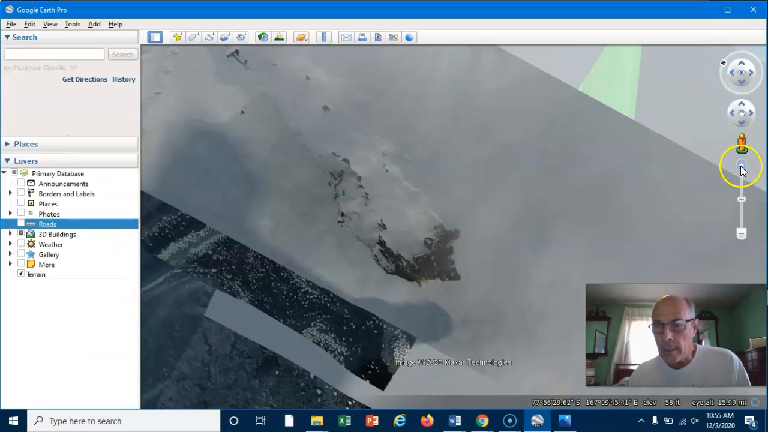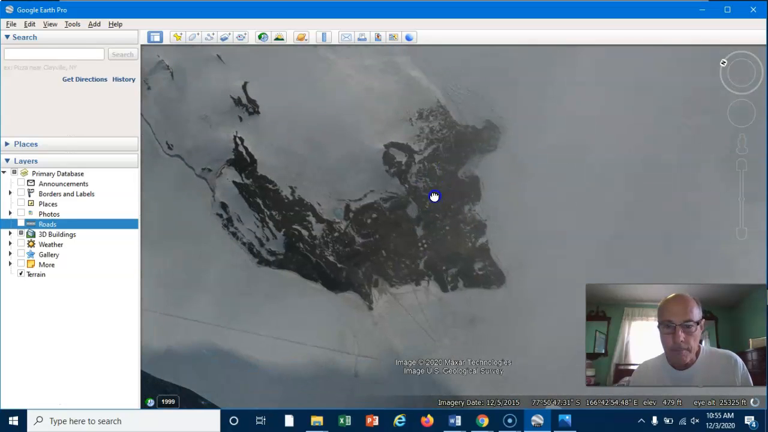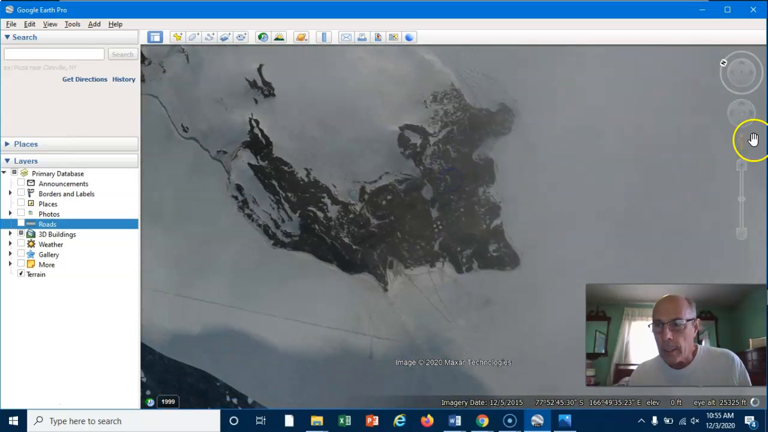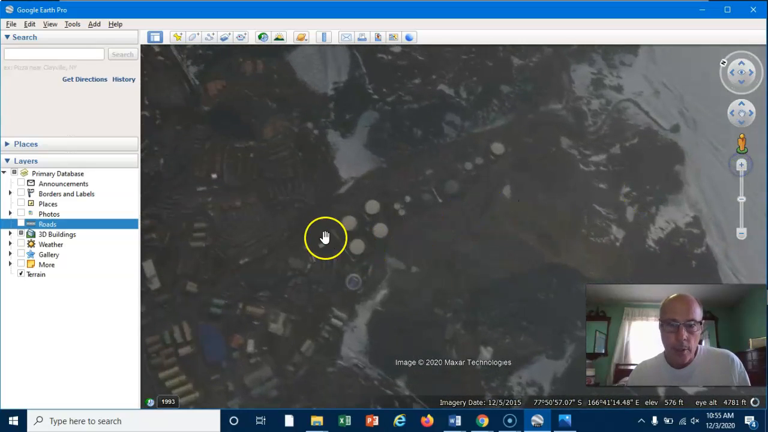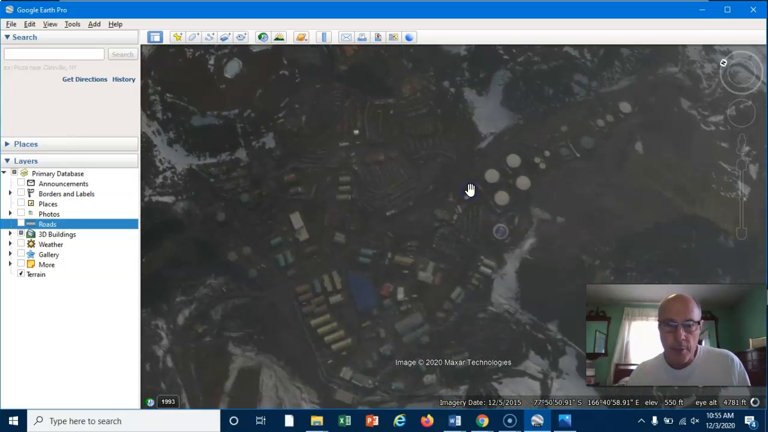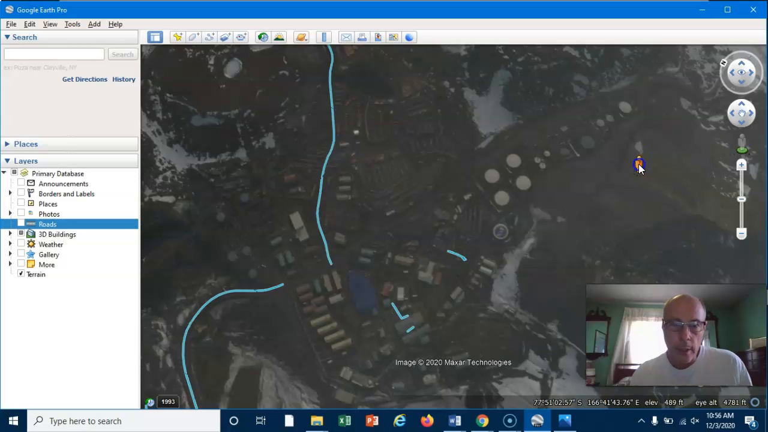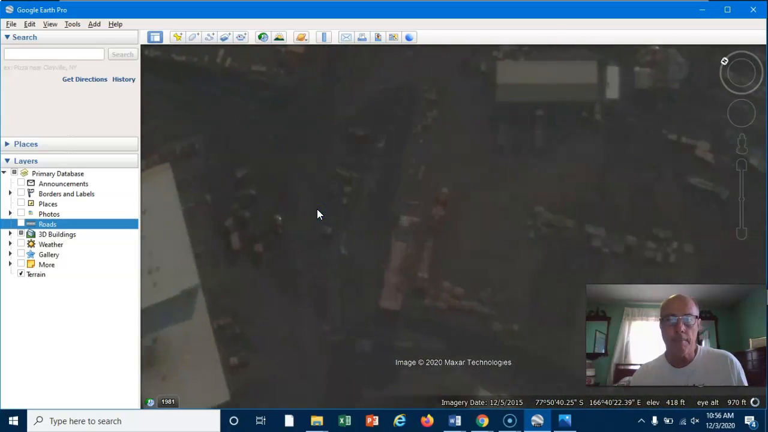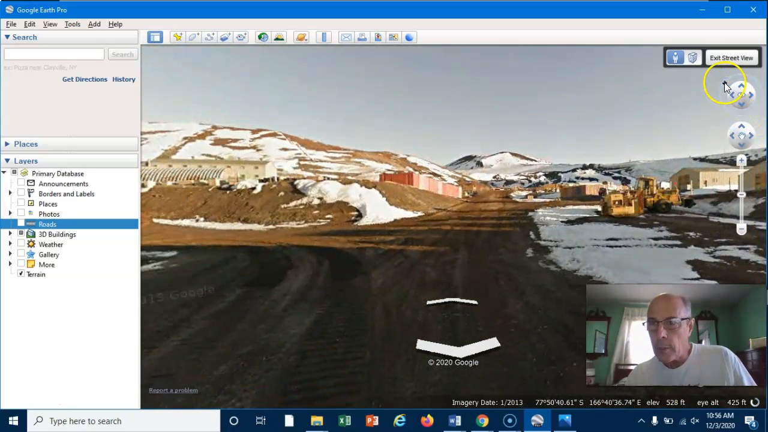usually frozen ocean. Okay, so if we look here, we'll zoom in, and you can see some fuel dumps, some basic buildings. And if we look at some of them, we'll just kind of go down to a street at the McMurdo Ice Station, the research station. It's probably what you would have expected.